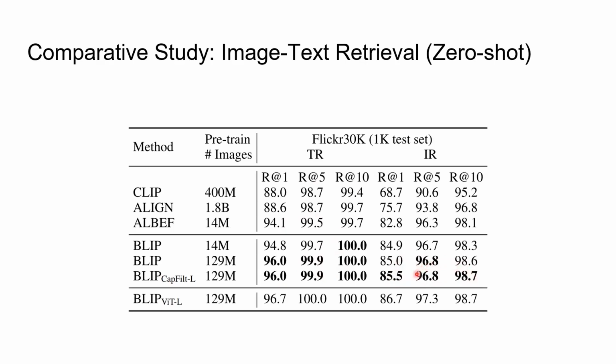This is very great, especially when you're considering the number of pre-trained images. As you can see here, Align used 1.8 billion images, whereas BLIP used 14 million and 129 million respectively, including on the BLIP with the different backbone, the ViT-L, where it even achieved better evaluation metric scores.